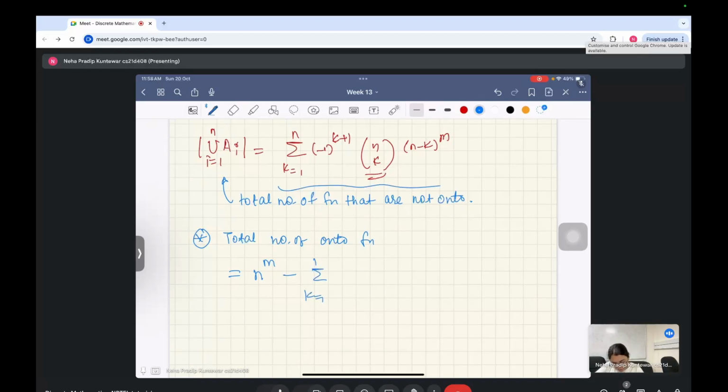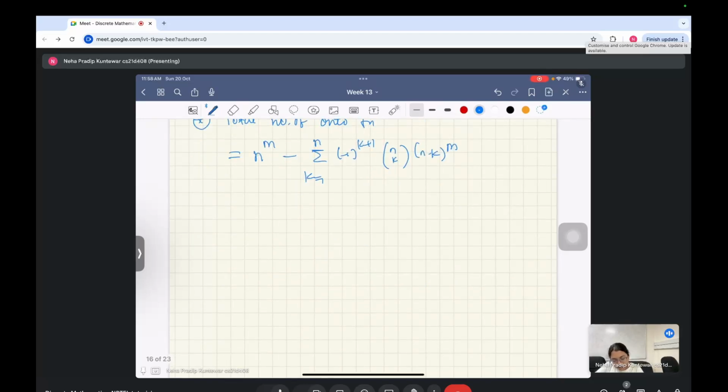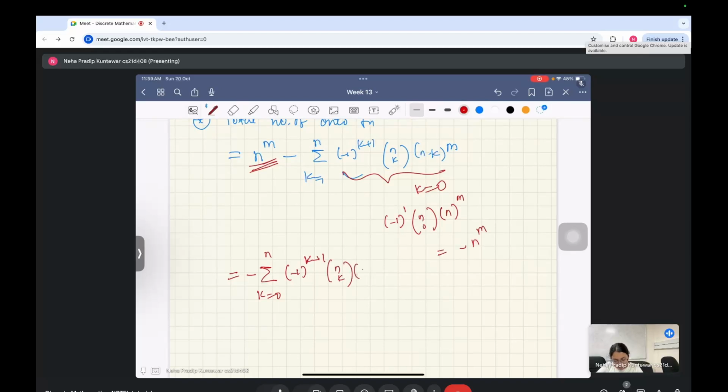This is k from 1 to n of (minus 1) to the k plus 1, n choose k, (n minus k) to the m. And notice that if k is 0, the value of this expression is (minus 1) to the 1, n choose 0, n to the m, which is nothing but minus n to the m, the negative of what I have here. So I can write this as minus the sum for k from 0 to n of (minus 1) to the k plus 1, n choose k, (n minus k) to the m.